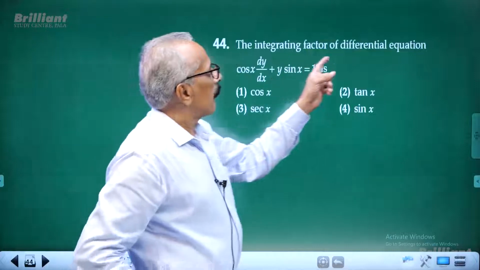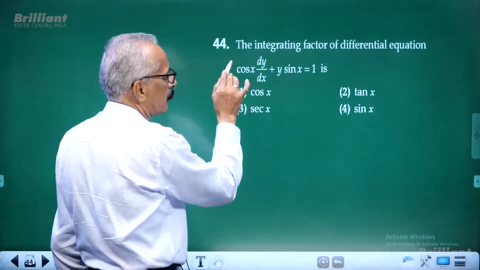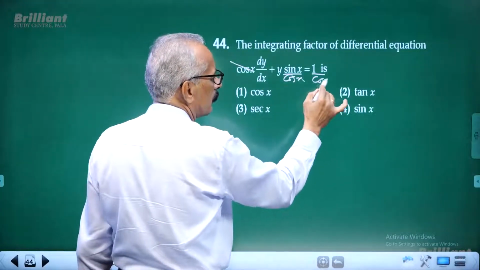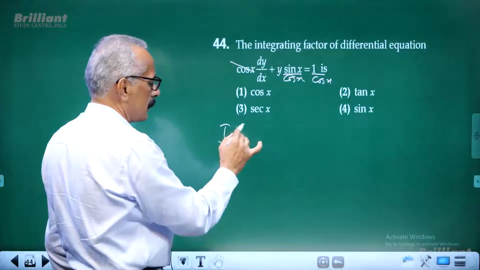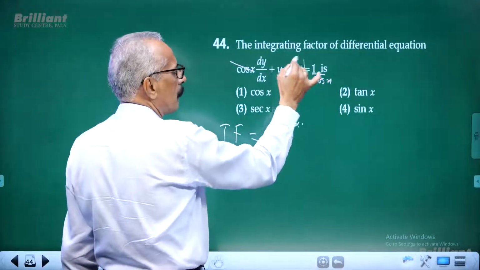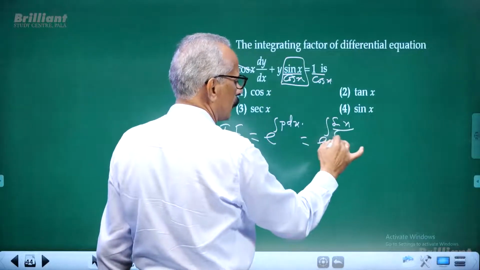The integrating factor of the differential equation. This is the differential equation. So we divide throughout by cos x. Integrating factor means e to the power integral p dx. P means this is called p. That's equal to e to the power integral sin x divided by cos x.